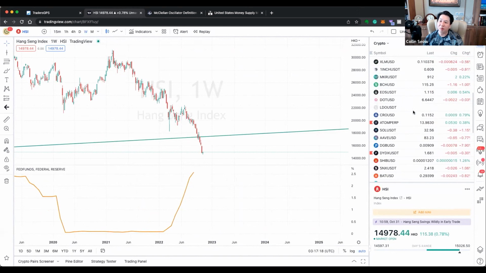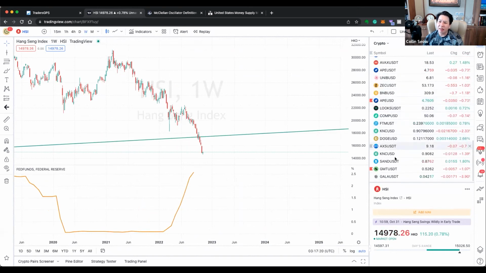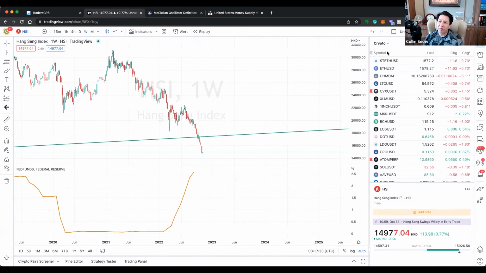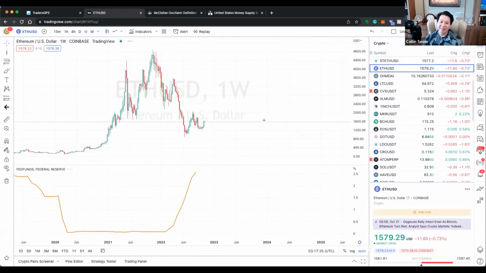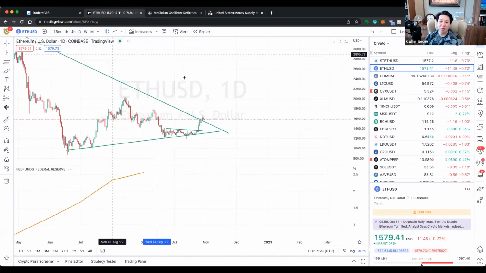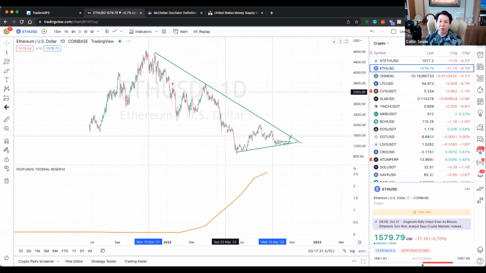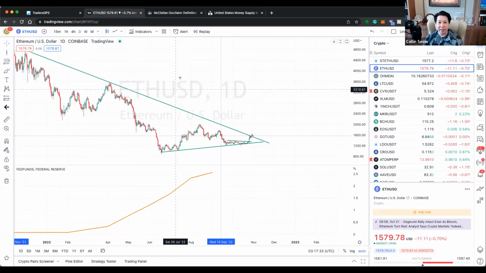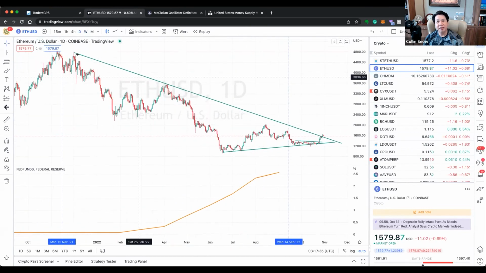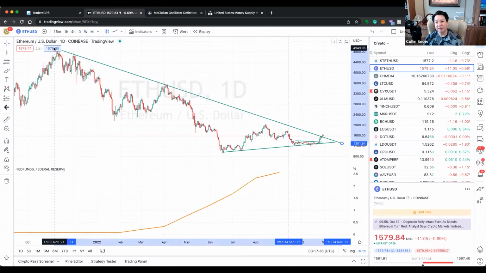I just checked crypto the day we had the talk, right? Some of the crypto is already starting to break its downtrend line. Can you see? Type yes if you can see.